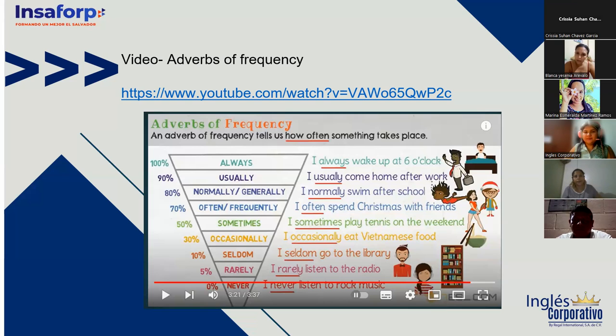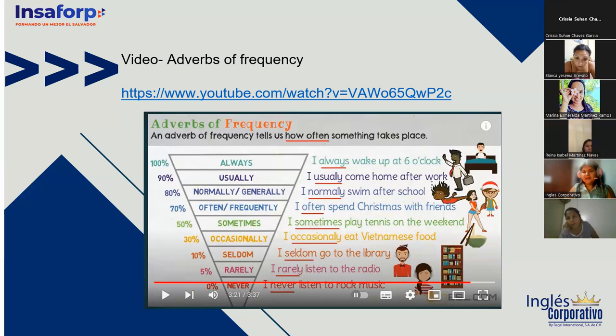Occasionally. Rarely. Radio. Radio in library. Yes. Okay, good. Wow, I have a lot of people who want to participate. Okay, Blanca Yesenia, go ahead.